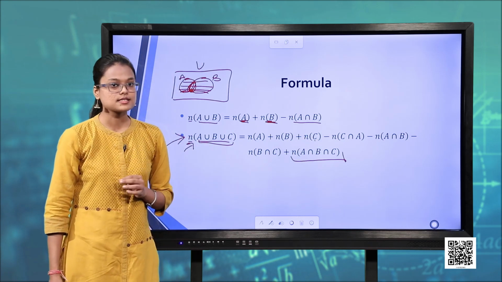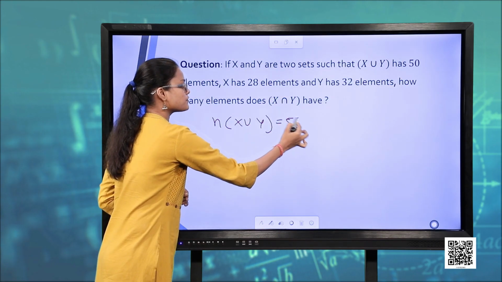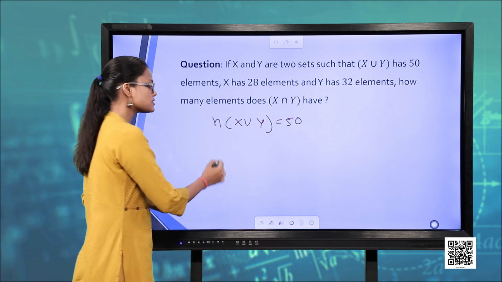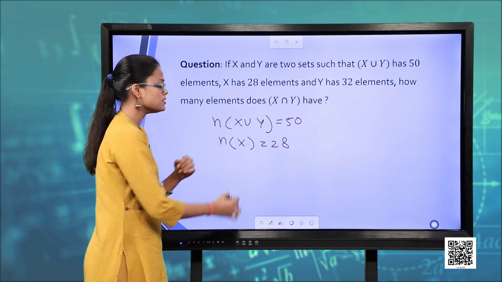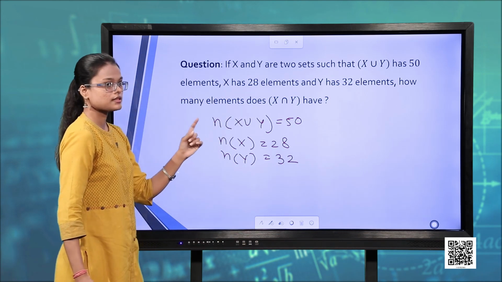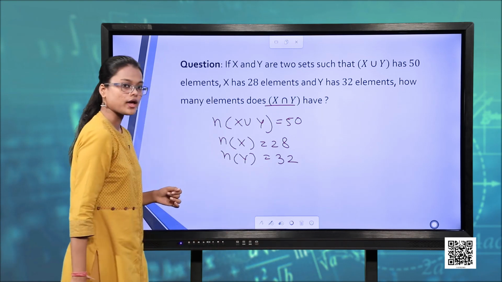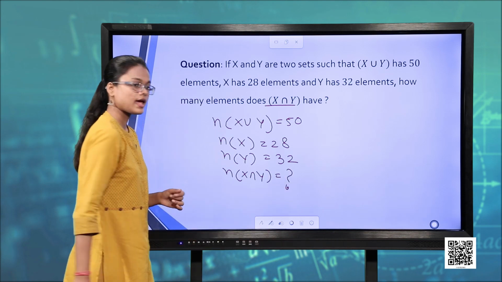Now students, let us take some questions based on them. First question says, if X and Y are two sets and X union Y has 50 elements, that means N of X union Y is given to us to be 50. X has 28 elements, Y has 32 elements. So, how many elements are there in X intersection Y? That means we have to find the elements in X intersection Y.